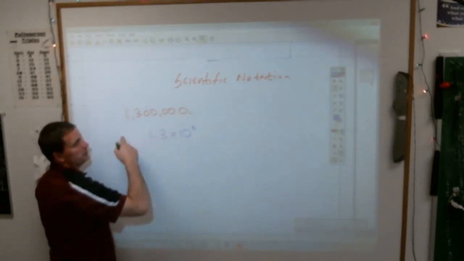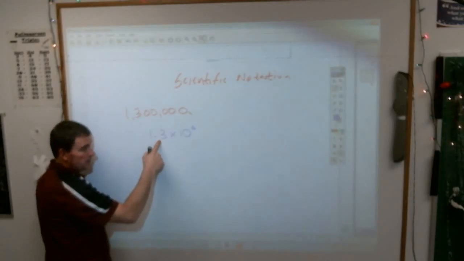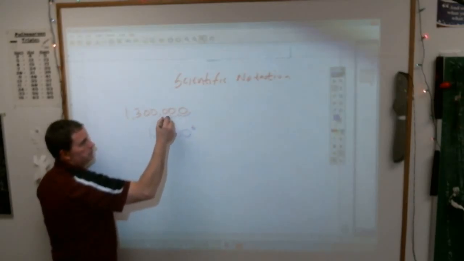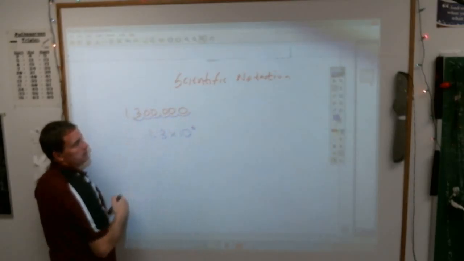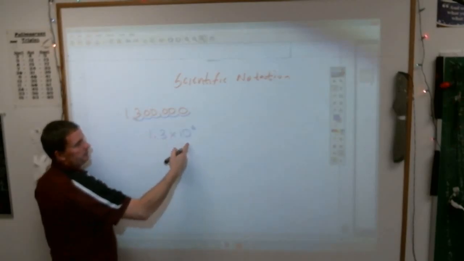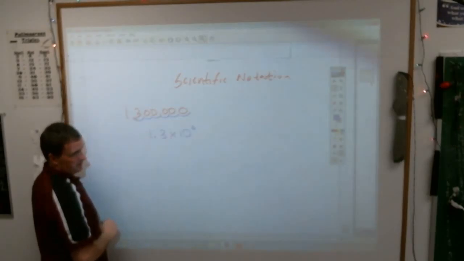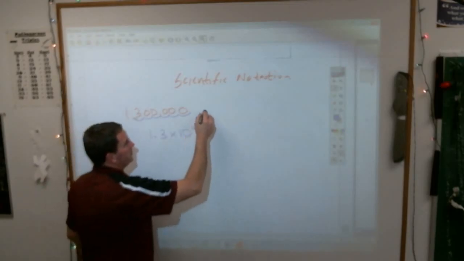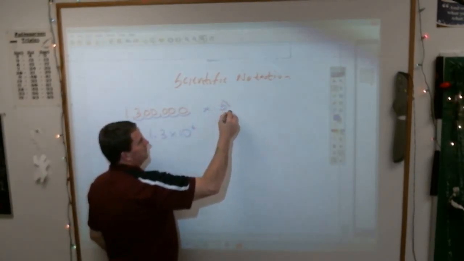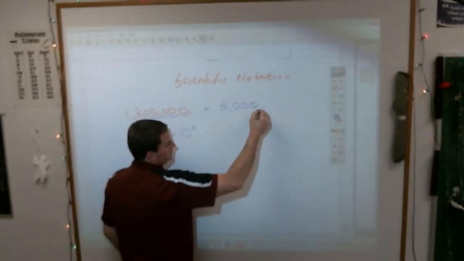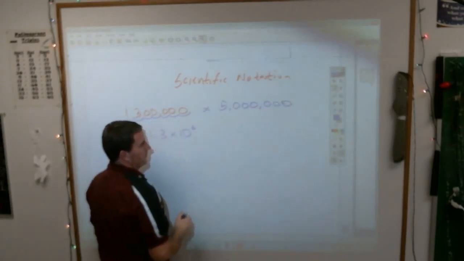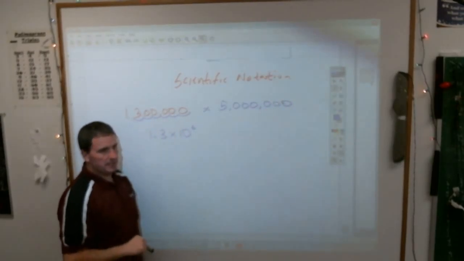Remember, the decimal starts here. You want a number between 1 and 10. So I move it, move, move, move, move, move. 6 places, so it becomes 1.3 times 10 to the 6th. Okay? If I was multiplying that times 5 million, okay, what is 5 million in scientific notation?